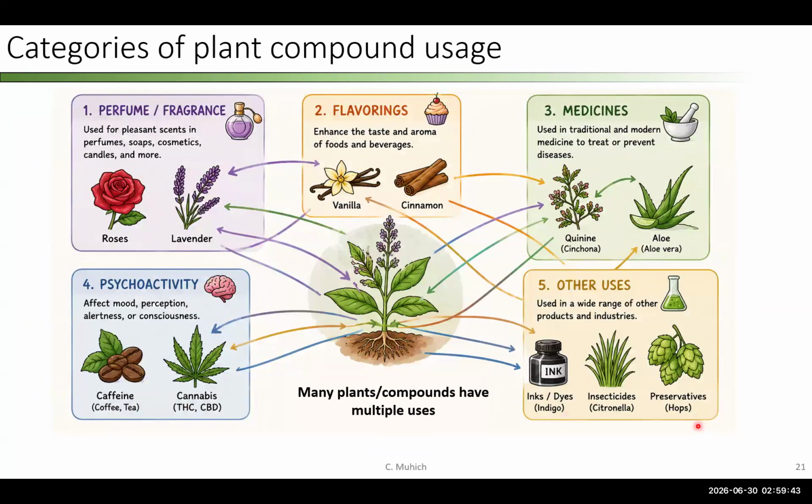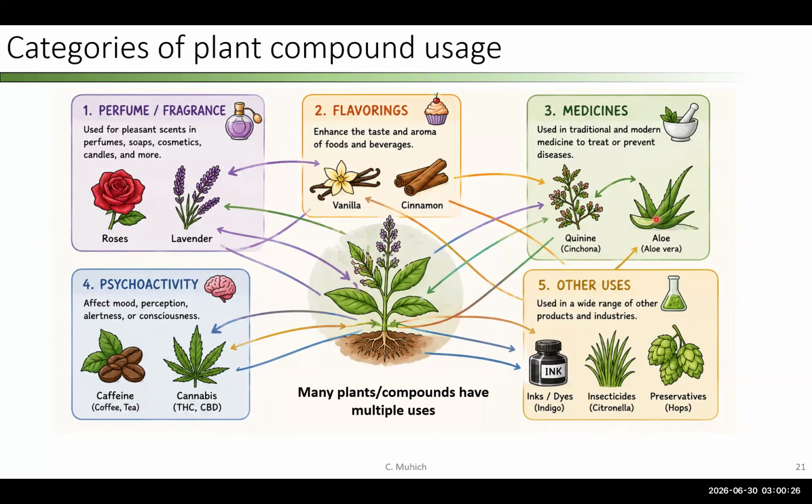In general, I want to think in this class of sort of 5 different categories of compound usage. First being perfumes and fragrances. So these are collected for their general sense. So think perfumes, soaps, cosmetics, candles, lotions, which is very related to flavoring. So this is things that are added to enhance the taste and aroma of foods and beverages. So think vanilla, cinnamon. We can think about traditional and modern medicine. So think quinine. So this is, once again, the first anti-malarial medicine.